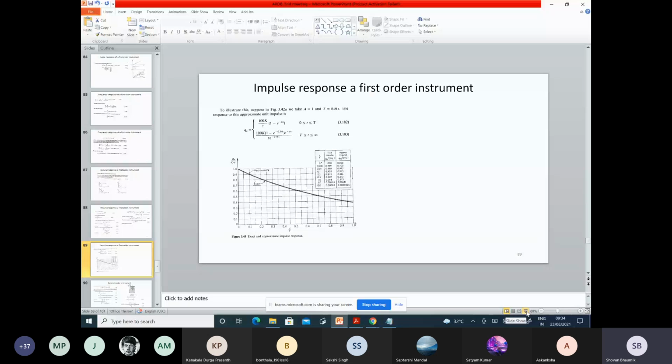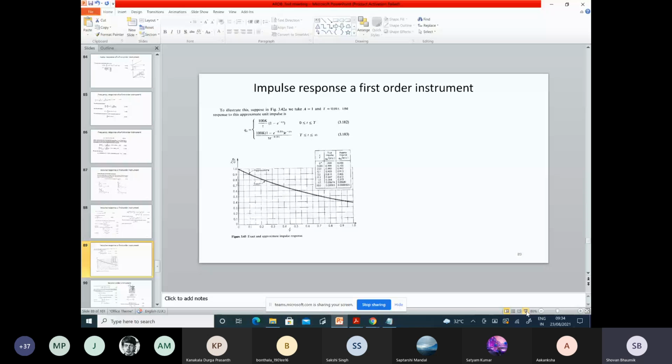Now if we summarize this, we consider a first order system and give a very typical standard input, which is the step input. We see the step output for a first order system is an exponential rise, and we have seen there is no steady state error because it rises to the value where the input is, or the gain multiplied by the value of the input.